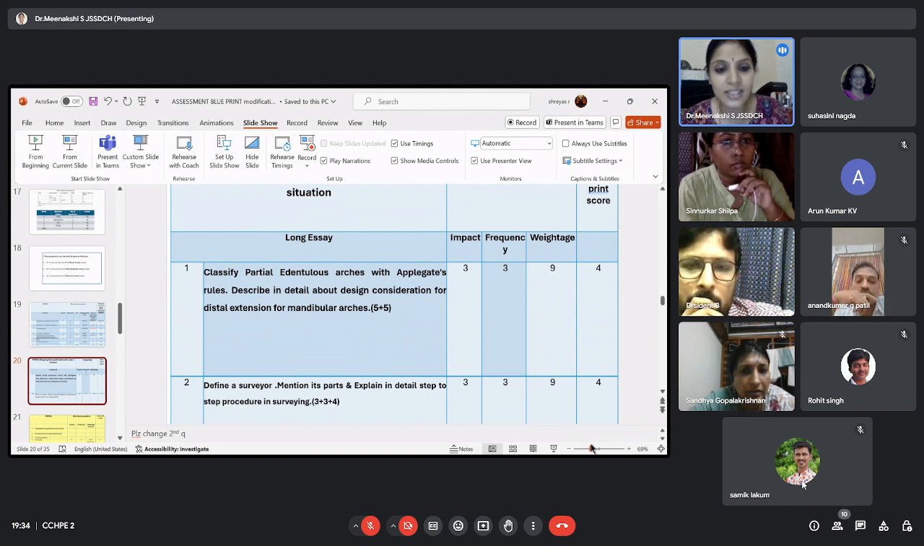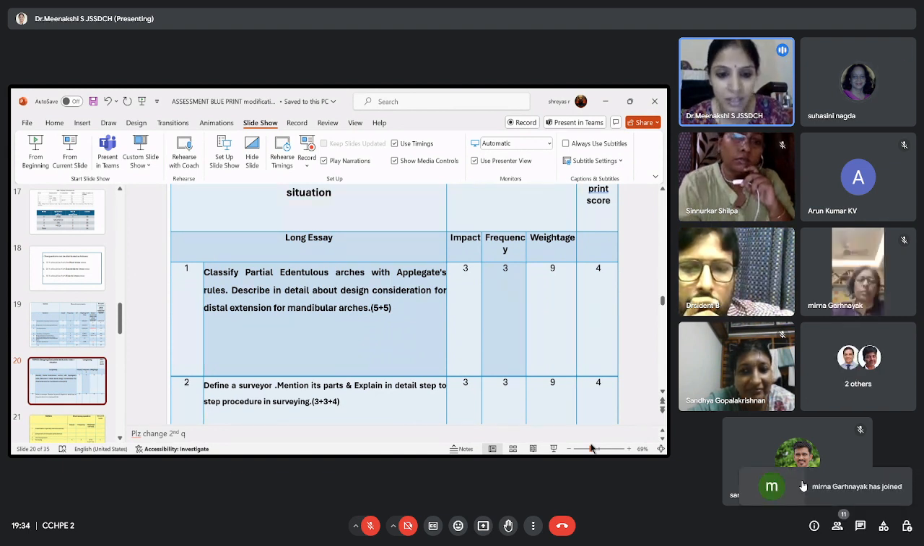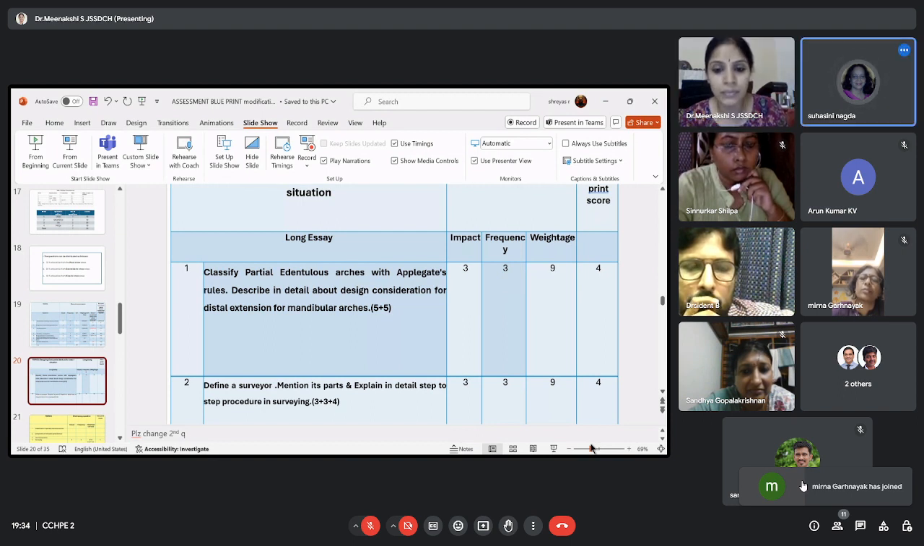The second question is: define surveyor, mention its parts, explain in detail the step-by-step procedure in surveying. So we have divided the marks distribution as defining 3 marks, mentioning its parts along with a diagram if at all he is doing.